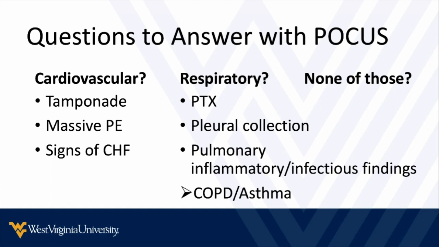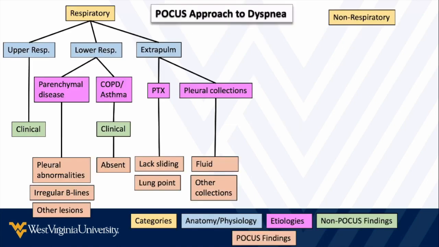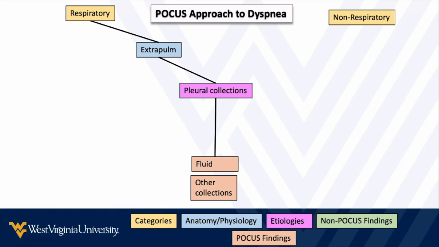Not going to be that common that we're worried about that in most of our inpatients, but it will come up, and if we see it, it's drastically going to change the way we manage that patient. So next, is there a pleural collection or not? We're usually going to start with our views of the diaphragms to find these. So over in this extrapulmonary category, we talked about pneumothorax. Now we'll talk about pleural collections.